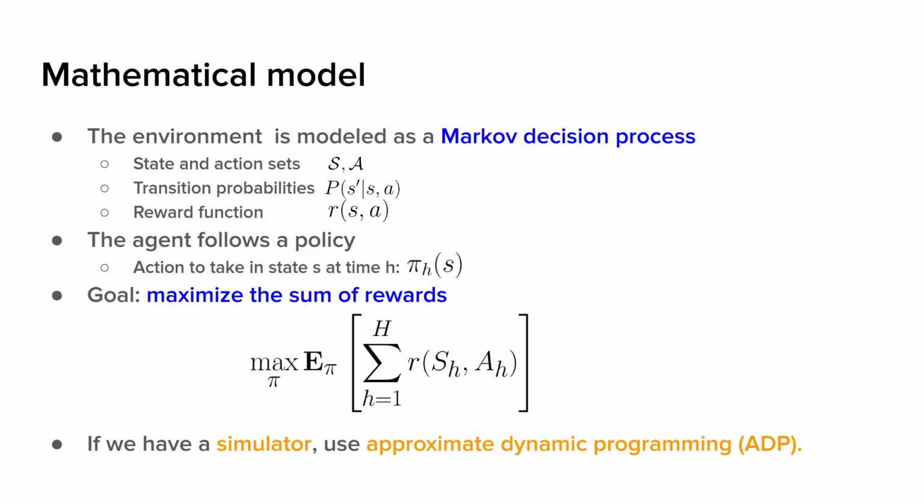And the agent follows a policy pi, which is a rule saying which action to take in each state S at each time H. And the goal is to maximize the sum of rewards. So find the policy pi that maximizes the expected sum of rewards obtained by following that policy. If we have a simulator, we can use approximate dynamic programming to find a near optimal policy.